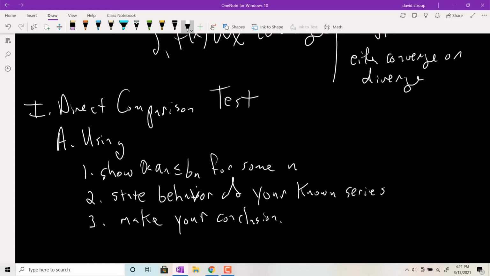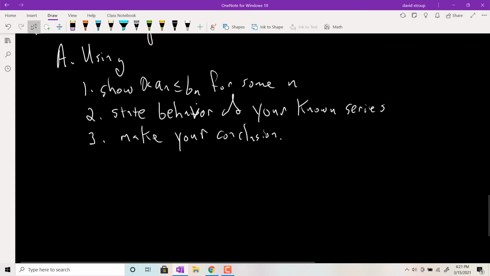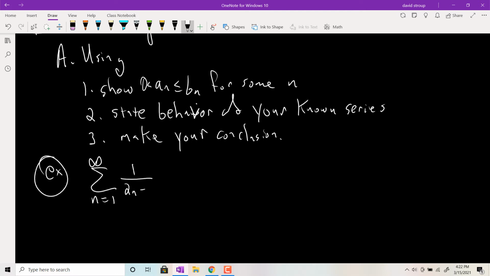That first fact is maybe hard for some of us to show if you've not taken a proof type class. It's a direct proof that you need to use. So anyways, let's look at an example. The sum n equals 1 to infinity of 1 over 2n minus 1. So this looks like a divergent harmonic series. That's what we're thinking, and that's what we're going to compare it to.